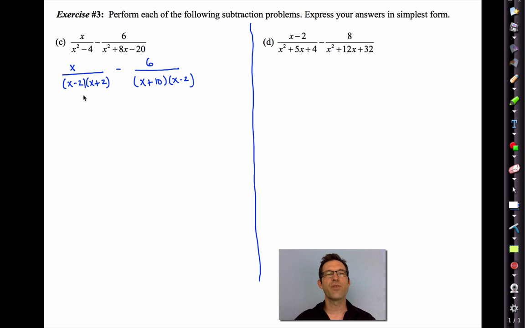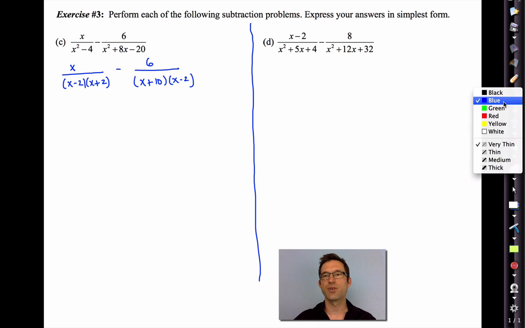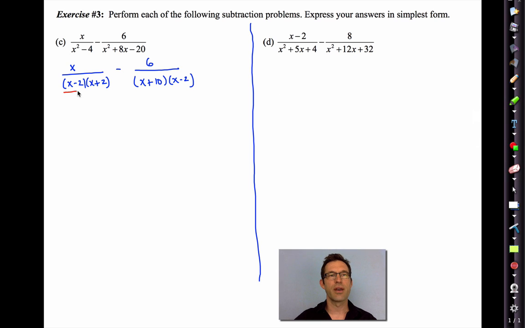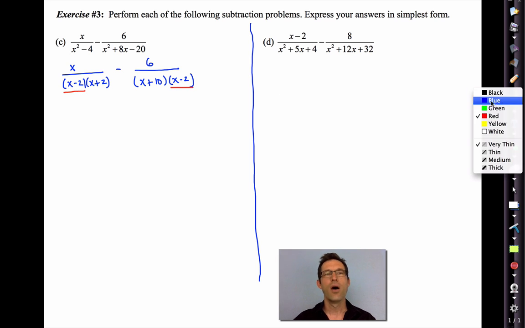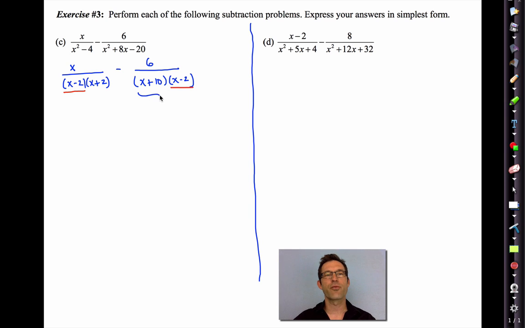Very often, once you've factored, you'll notice some common factors already, right? So I've got an x minus 2, I've got an x minus 2. Almost always, I look at the second fraction and say, what factors does it have that the first one doesn't? And what it has is an x plus 10. So I'm going to give this fraction an x plus 10 in both locations. That now means the x plus 10 is common.